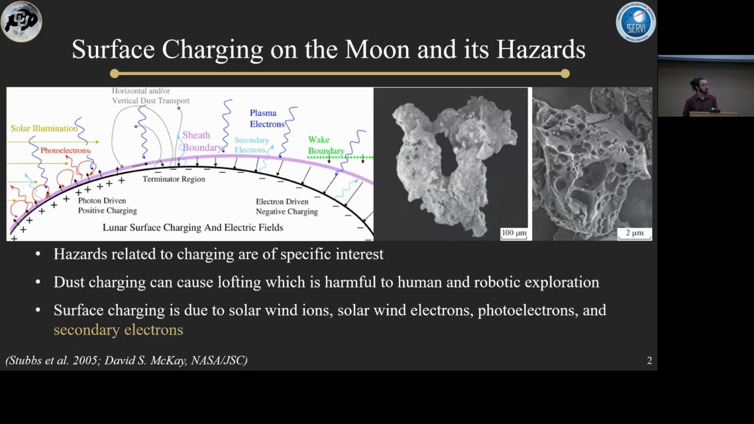So as we know, when dust is charged, it can become lofted up into the atmosphere and it can have unpredictable motions. The main reason why we care about this is because the dust is extremely sharp, as you can see on the right. It's almost like fiberglass, and this can cover the surface of astronaut suits or satellites, and it can make it very difficult to remove.